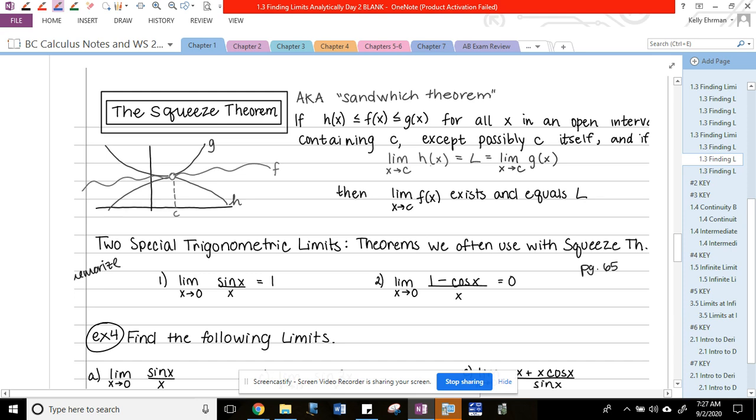The limit as x approaches c of h of x equals L, and the same thing is true for g of x. So you can see on this graph, g of x is approaching a certain value, and it's the same value that h of x is approaching at that c. As long as it's guaranteed that f of x is sandwiched or squeezed in between those 2 functions on that interval containing c, then we know that the limit as x approaches c of f of x exists, and it is the same as the limit for h and g of x. If you look at this graph, they're all zeroing in on the same point.